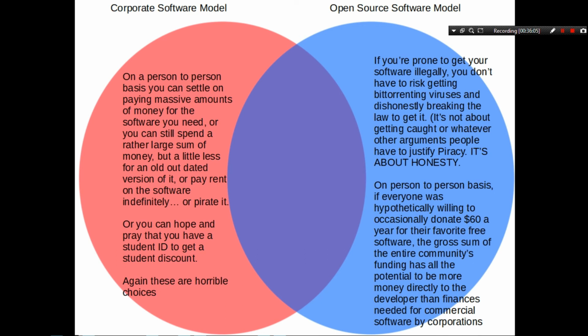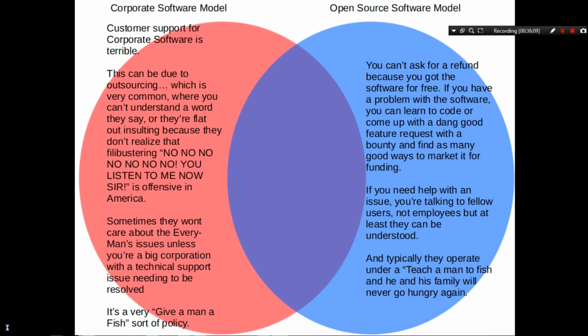So let me move on to the next step here. All right, so the corporate software model. Customer support for corporate software is terrible. This can be due to outsourcing, which is very common, where you can't understand a word they say. Or they're flat out insulting, because they don't realize that filibustering the words, like, no, you listen to me now, you listen to me, is offensive.